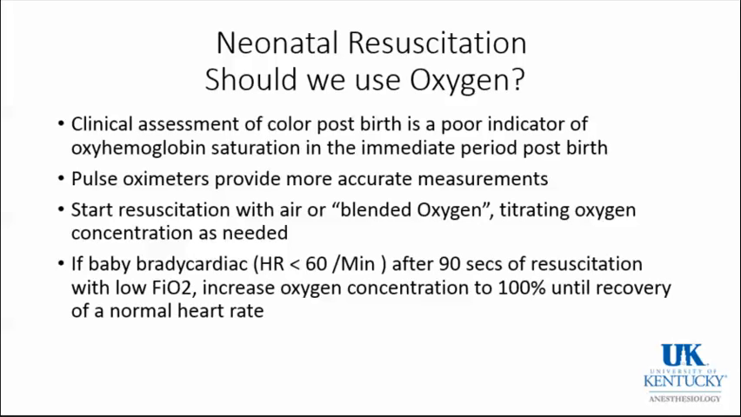And if the sats remain low, you can start titrating increased amounts of oxygen by using an oxygen blender. If an oxygen blender is not available, or if a child is bradycardic even with room air resuscitation, then go up to 100% FiO2 and resuscitate the child. Once the bradycardia is reversed and the heart rate goes up, then you can start titrating down your oxygen.